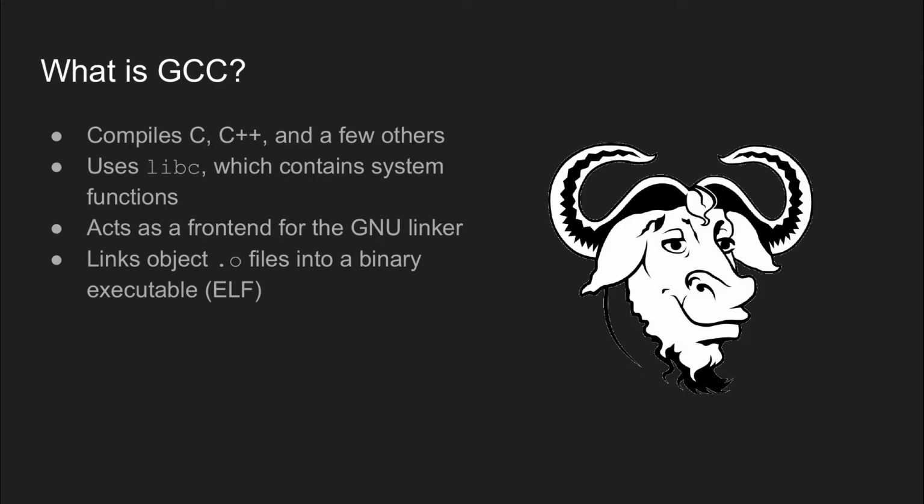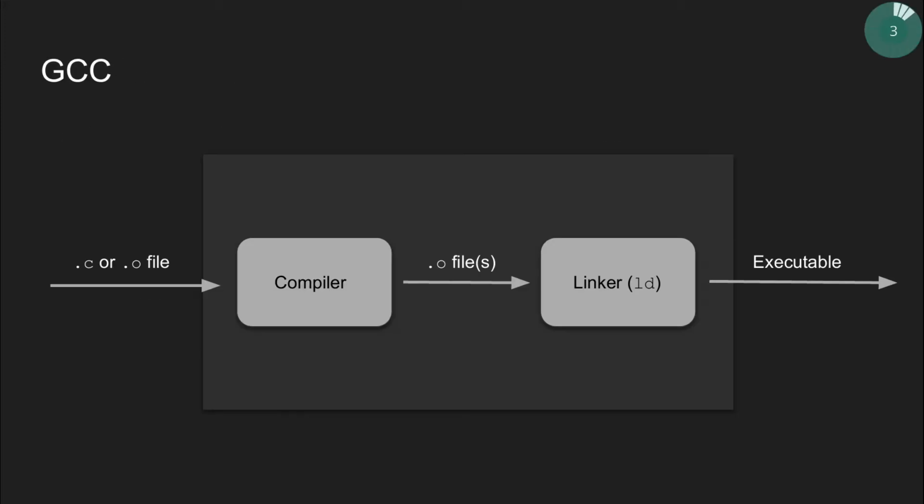GCC also acts as a front end to the GNU linker LD, which takes bytecode object files and actually turns them into an executable. So what this means is that GCC itself can take a file containing C code or a bytecode object file, which I'll explain a little bit more about later, generated by another program such as an assembler. It will take these files and transform them into other object files, which it then passes onto the linker, which then stitches together the bytecode into an executable.